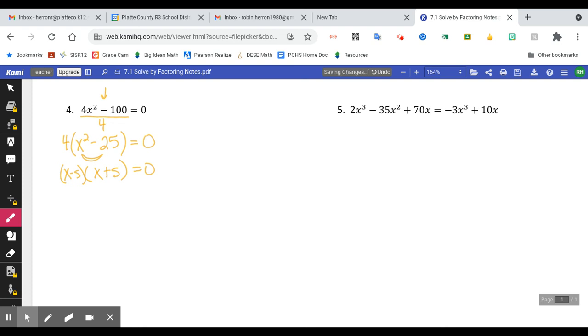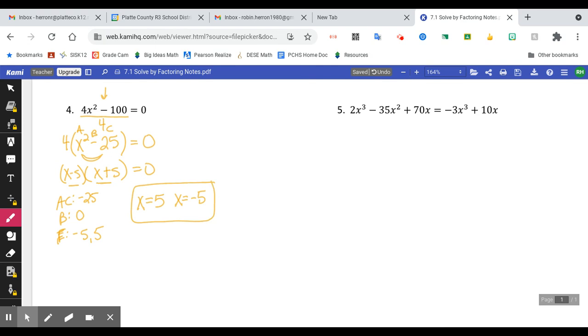If you don't recognize that and you want to do the ACBF, oops, I keep putting E, F, then you would need to say this is A and this is C, and my B value is missing. So this would be negative 25 and 0, which would be negative 5 and positive 5, the same thing I just got right here. Okay, and so my answers would be x equals 5 and x equals negative 5.